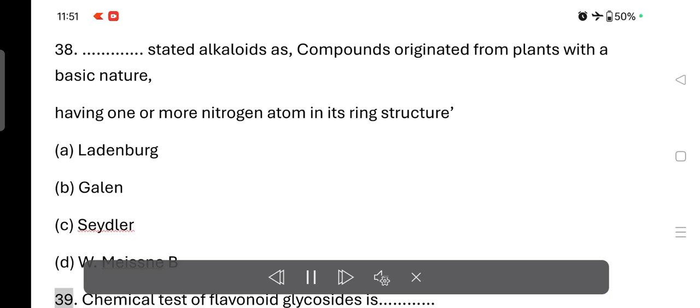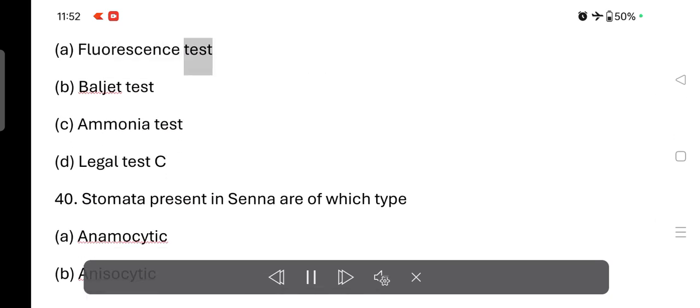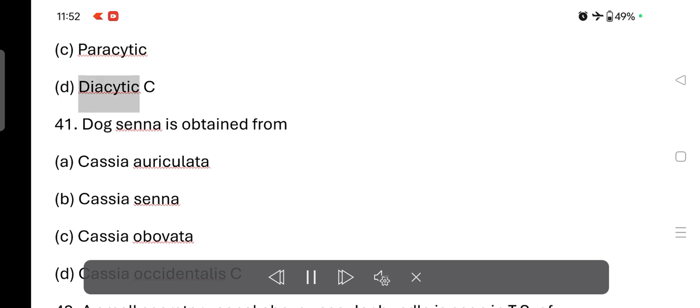Answer: B. 39. Chemical test of flavonoid glycosides is A. Fluorescence test. B. Baljet test. C. Ammonia test. D. Legal test. Answer: C. 40. Stomata present in senna are of which type? A. Anomocytic. B. Anisocytic. C. Paracytic. D. Diacytic. Answer: C. 41. Dog senna is obtained from A. Cassia auriculata. B. Cassia senna. C. Cassia obovata. D. Cassia occidentalis.